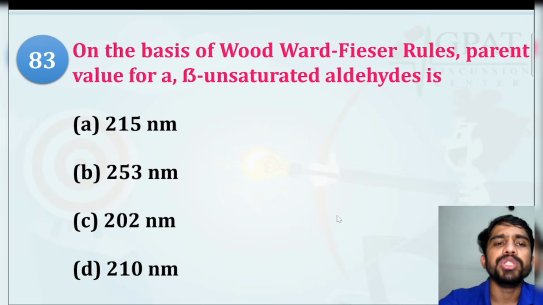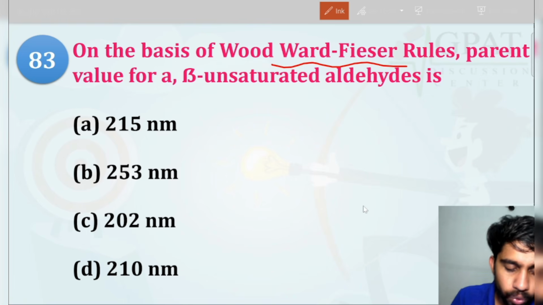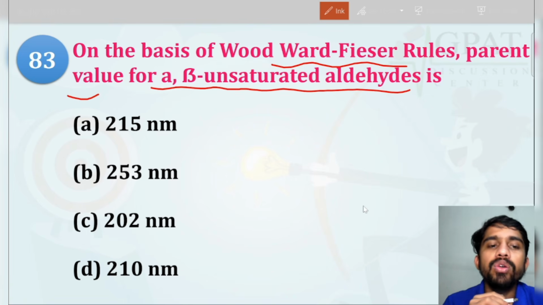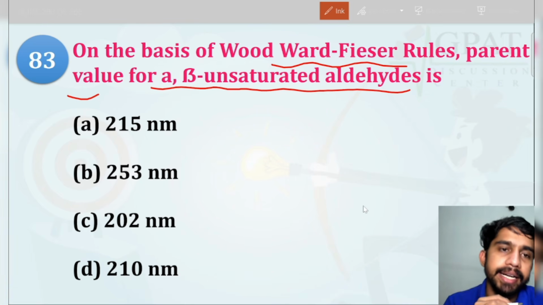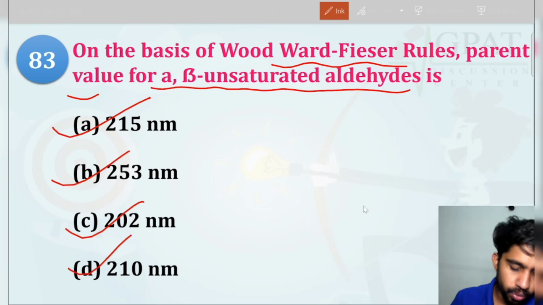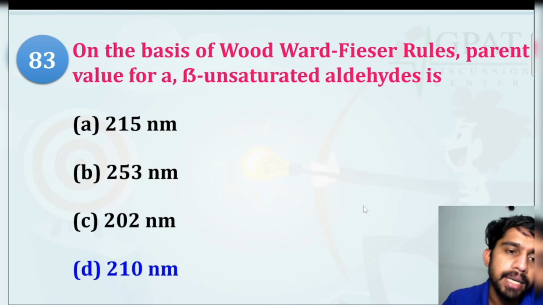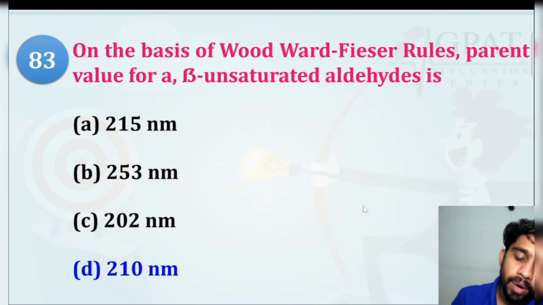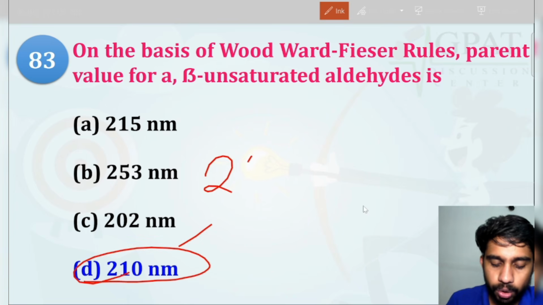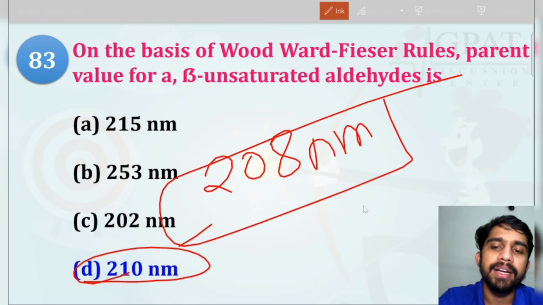Okay, next question. On the basis of Woodward-Fieser rule, the parent value of your alpha beta unsaturated aldehyde is: option A 215 nanometer, option B 253, C 202 and D 210 nanometer. So what will be the right answer? The parent value of alpha beta unsaturated aldehyde will be option D, that is 210 nanometer. In some books you can also find 208 nanometer, so both the values are correct. Either 210 or 208 nanometer will be the right answer.